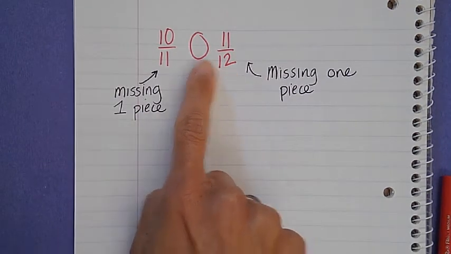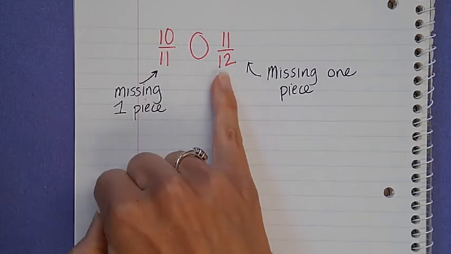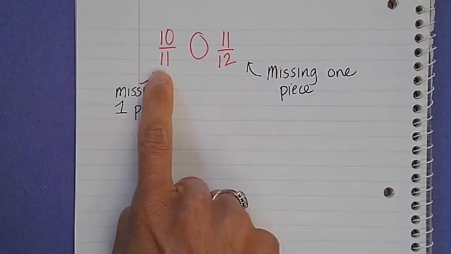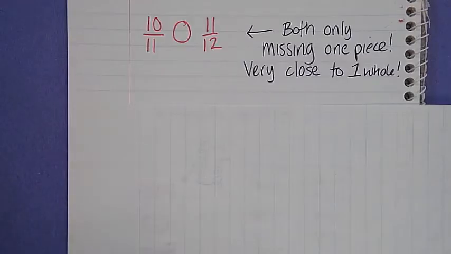Now the thing is, I have to figure out which one of these is missing a bigger piece, because that's the only way I can tell which fraction is going to be larger than the other. So when we talked yesterday in class, we also were talking about the bigger the denominator, the smaller the pieces. So 11/12 is missing a smaller piece than 10/11, or 10/11 is going to be a bigger piece than 11/12. Okay, so 10/11 and 11/12 are both missing only one piece. They're both very close to one whole.